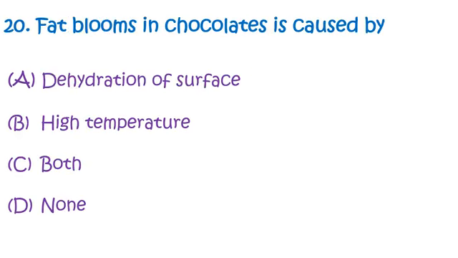Question number 20. Fat bloom in chocolate is caused by option A dehydration of the surface, option B high temperature, option C both, option D none. Correct answer is option B high temperature.